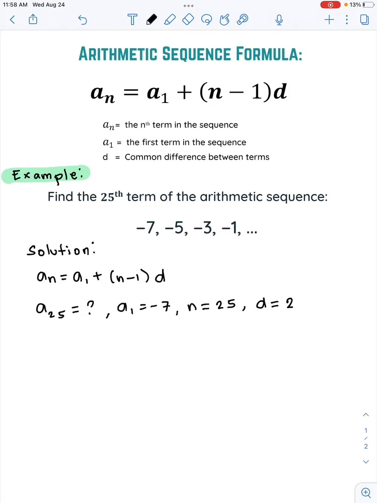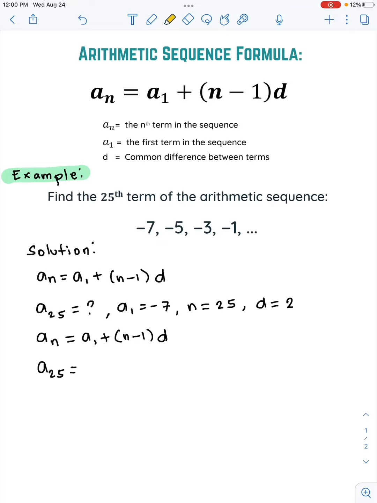Now, we plug in our given to the formula. Ipa-plug in na natin. Sulat muna natin yung formula natin. A of n is equal to a of 1 plus the quantity n minus 1 times d. Now, let us plug in our given to the formula or i-substitute lang natin yung mga given na meron tayo or yung nakuha natin sa ating formula. A of n will become A of 25. Ibig sabihin, yung hinahanap natin na term is the 25th term, no? Yun ang ibig sabihin ng A of 25.